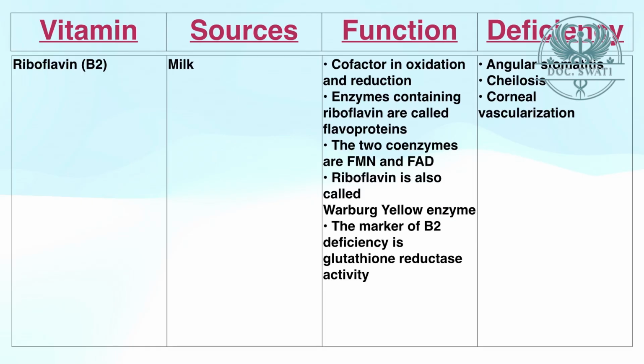Now let's move ahead and talk about riboflavin, B2. It is obtained from milk, and is a cofactor in oxidation and reduction. Enzymes containing riboflavin are called flavoproteins. The two coenzymes are FMN and FAD. Riboflavin is also called Warburg's yellow enzyme. The marker of riboflavin deficiency is glutathione reductase activity. In deficiency, angular stomatitis, cheilosis, and corneal vascularization are seen.